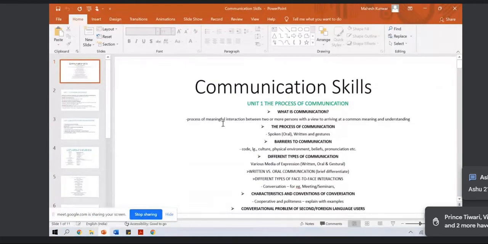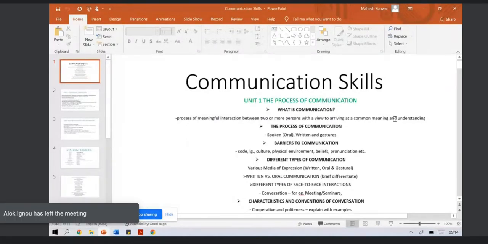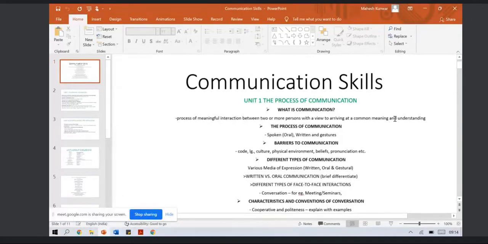And if we can define it, communication is a process of meaningful interaction between or among people, with a view to arriving at a common meaning and understanding. It means in your communication, there should be meaningful understanding, or some sense, while you are exchanging your opinion, idea, message, or news. So that is called communication. Though knowing the definition of communication is not that important.